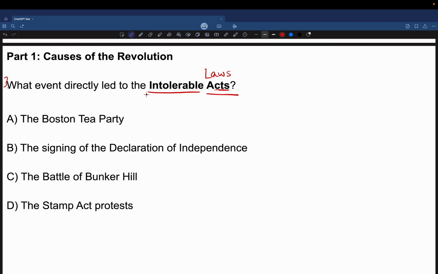So what event directly led to the Intolerable Acts? So X led to the Intolerable Acts. Now, this is a ChatGPT generated test. It's supposed to be high school level. It's actually a 5th grade question as well. This is something you can memorize, look at the back of a textbook, and create flashcards for. I would say that's actually something a 5th grader could do.